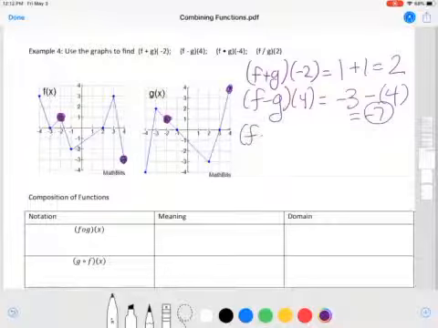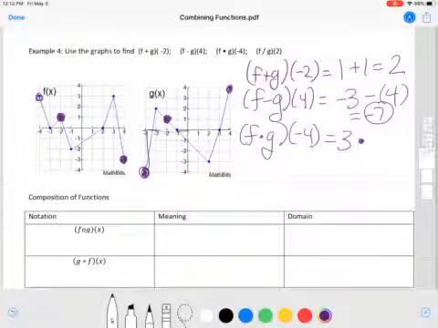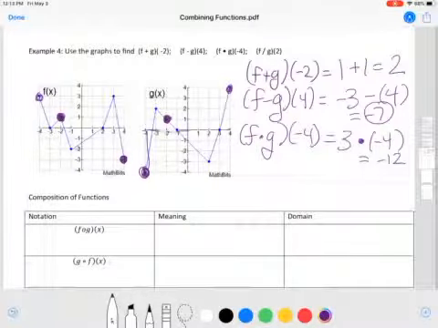Now let's do f times g of negative 4. So for f, I need to find f of negative 4. If I look at the graph on the left at f, negative 4 would give me a value of 3. And I want to multiply that by g of negative 4. G of negative 4, if I come across to negative 4 and I come down, that gives me a negative 4. So my final answer would be negative 12.